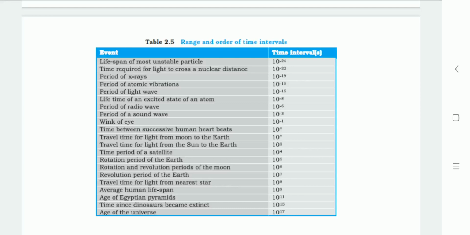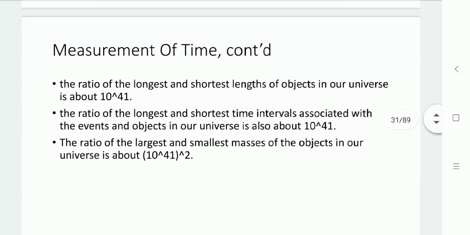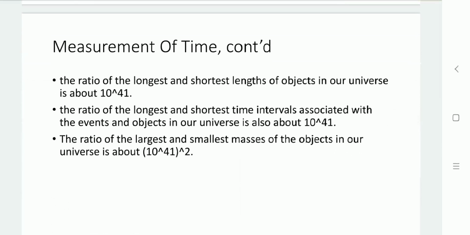Here, if we observe, the ratio of the longest length and shortest length is of the order of 10 raised to 14. Now, if we take the ratio of the longest to the shortest time, that also gives a ratio of 10 raised to 14. Likewise, if we take the ratio of the masses of the largest to the smallest object, then it provides 10 raised to 112.